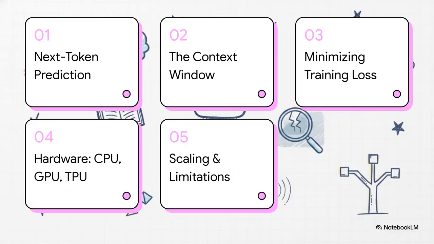All right, here's our roadmap for today. First, the magic of next token prediction. Two, preparing the context window. Three, minimizing the training loss. Four, hardware: CPUs, GPUs, TPUs. And five, scaling AI and its limits. We have a lot of ground to cover, so let's jump right in.